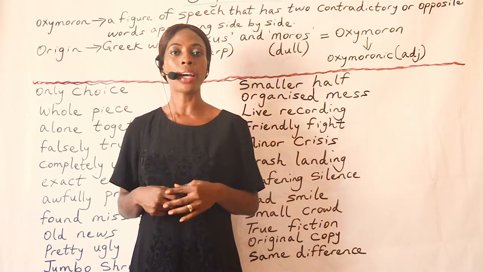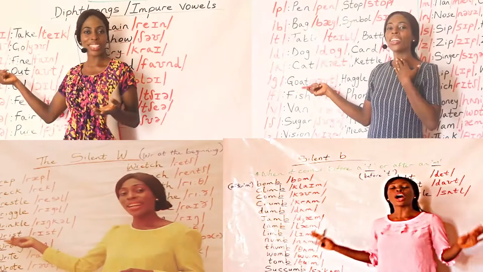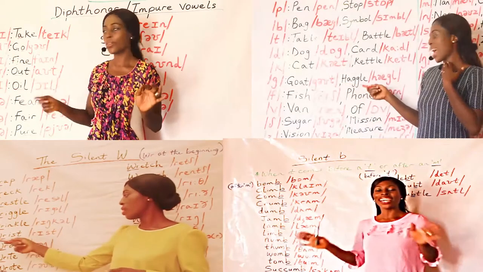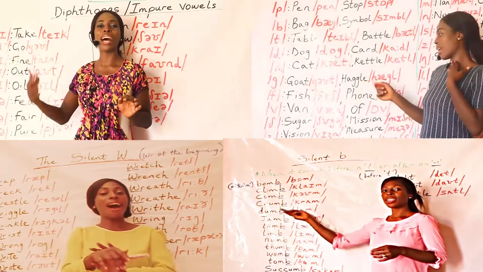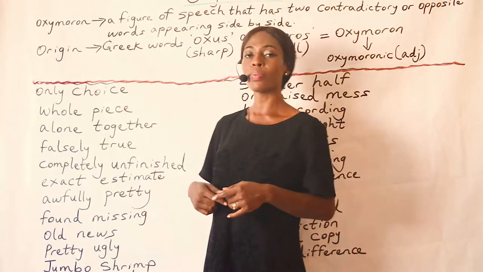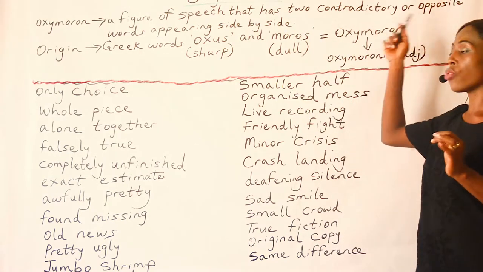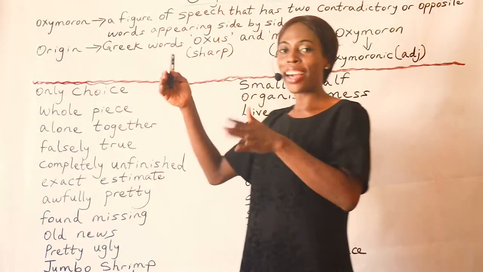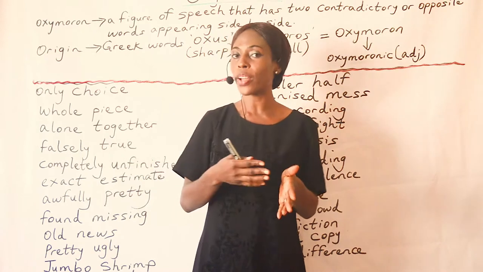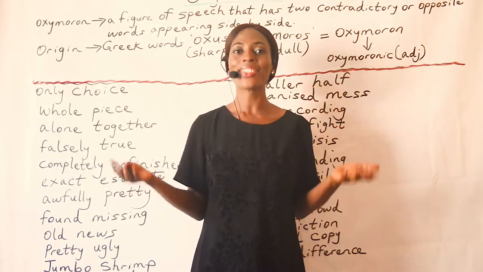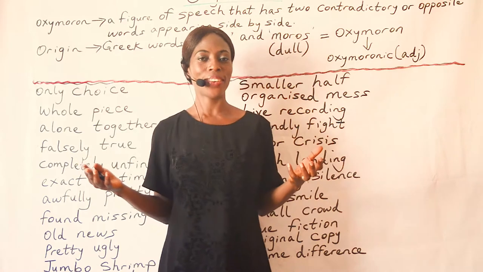Okay, so let's look at the topic, oxymoron. An oxymoron is a figure of speech that has two contradictory or opposite words appearing side by side. So when you see two contradictory words, two opposite words appearing side by side in English, it is an oxymoron. It's a combination of two words that seem to be opposite of each other.